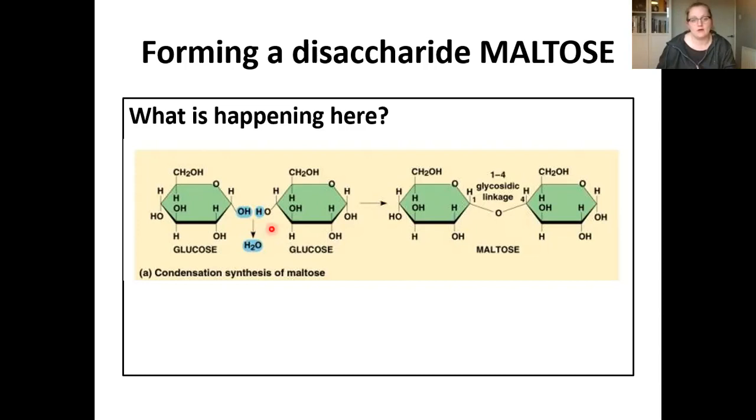If you look at the glucose molecules here, you have got two copies of alpha glucose. The OH and the H join together to make H2O. The H2O is removed and we get this bonding happening here. We call this bond, and this is the important bit that we have to remember, a 1,4 glycosidic bond.